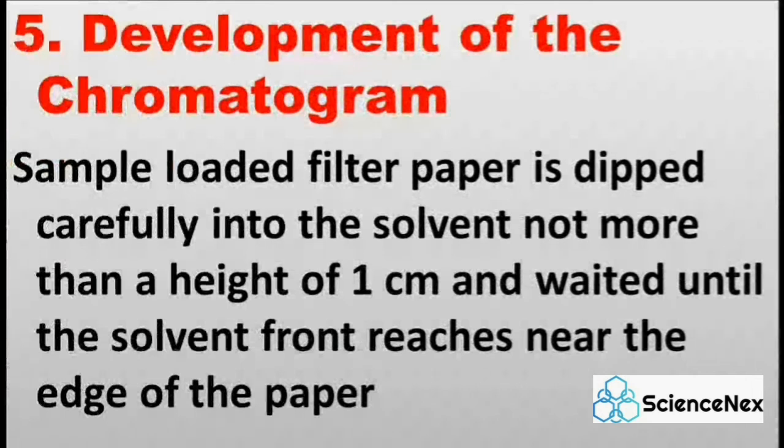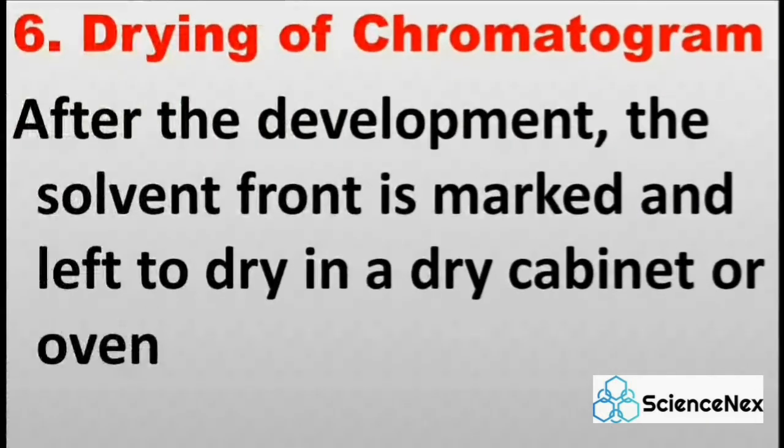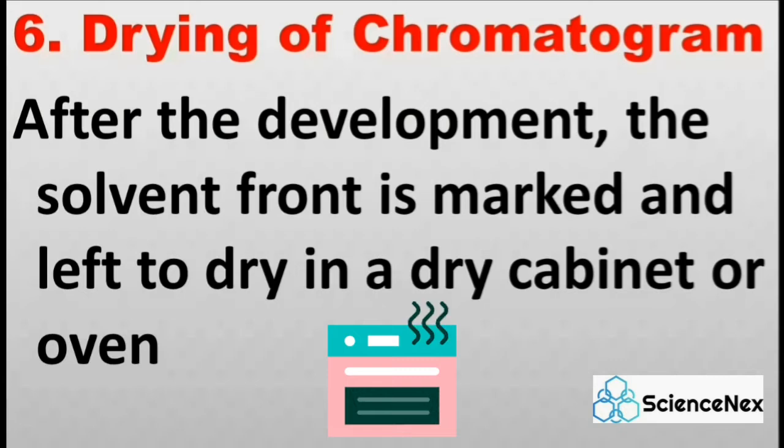Number 5. Development of the chromatogram. Sample loaded filter paper is dipped carefully into the solvent not more than a height of 1 centimeter and waited until the solvent front reaches near the edge of the paper. Number 6. Drying of chromatogram. After the development, the solvent front is marked and left to dry in a dry cabinet or oven.